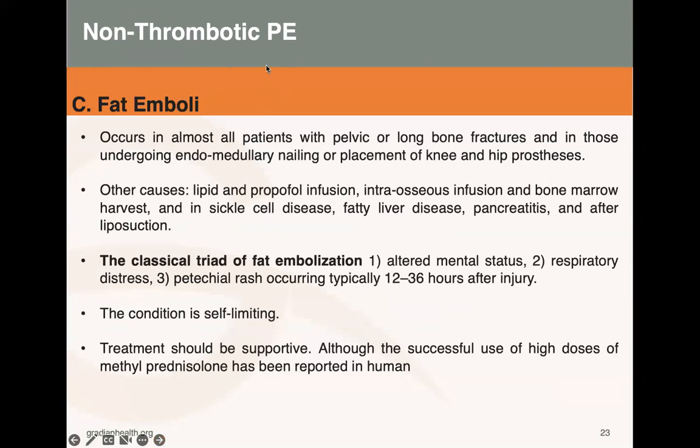So another cause is fat emboli, and it occurs in almost all patients with pelvic and long bone fractures and in those undergoing endomedullary and joint replacement surgeries. But other causes can be lipid and propofol infusion. It can also be through intraosseous infusion and bone marrow harvest, and in sickle cell disease. Patients with fatty liver disease, pancreatitis, and after liposuction are also affected.